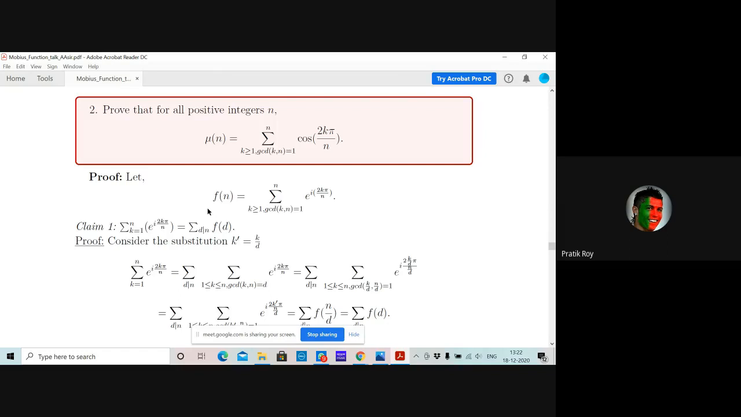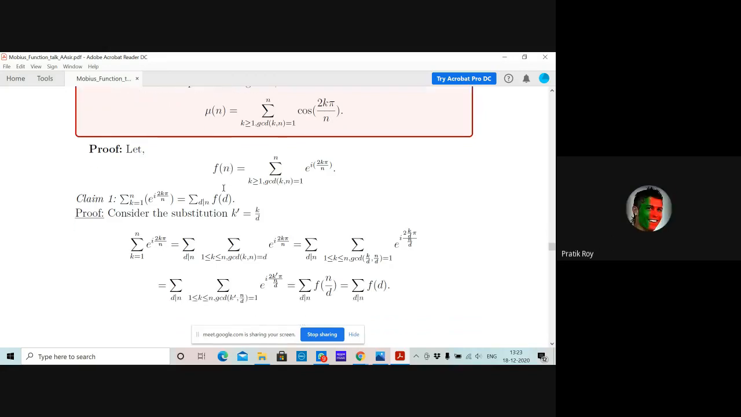What it says is that mu(n) can also be interpreted as the sum of the real parts of the primitive roots of unity. What are the primitive roots of unity? These are all the e to the power 2k pi i/n type numbers where the GCD of k and n is 1. So it is the summation over k greater than or equal to 1 with GCD(k, n) = 1 of cos(2k pi/n). Okay, so I want to prove that.